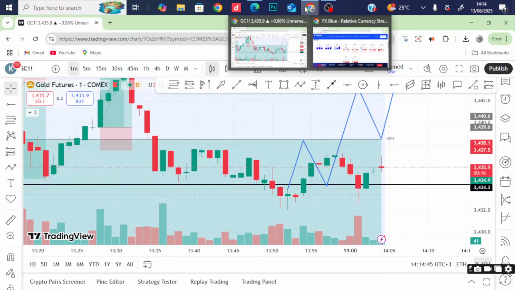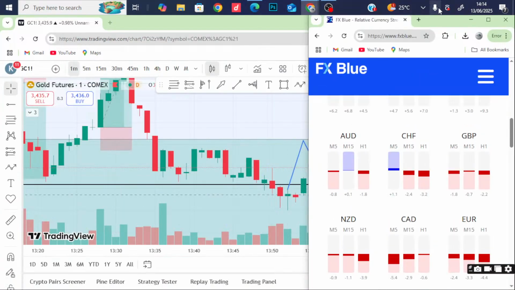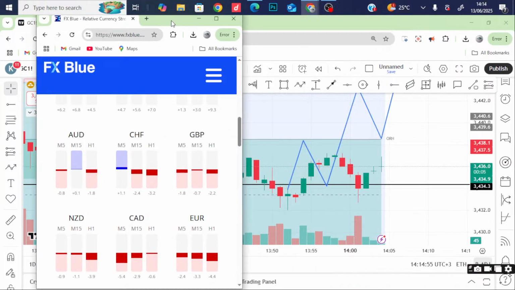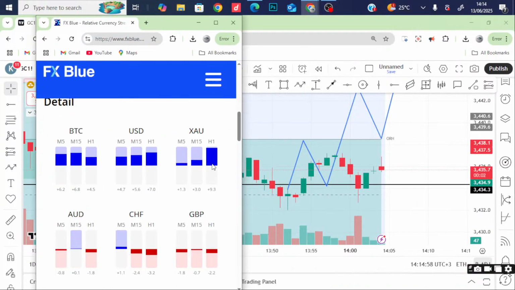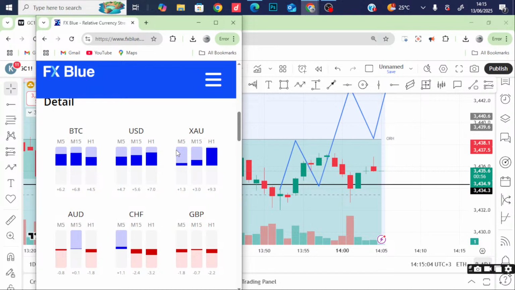As you can see, we'll have to wait for this market. We have to be patient. We'll have to be patient with it, for it to create a systematic approach at which we can be able to enter.